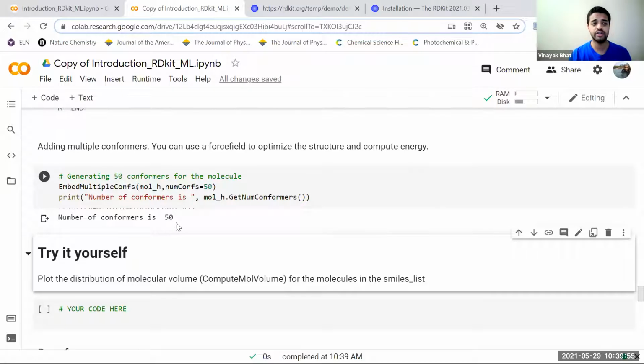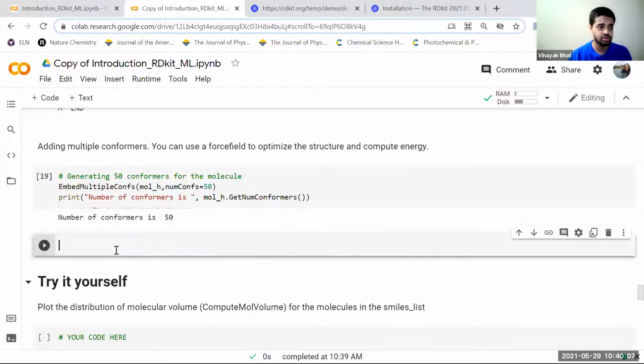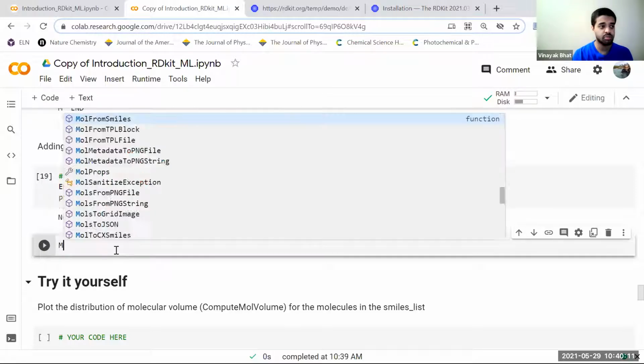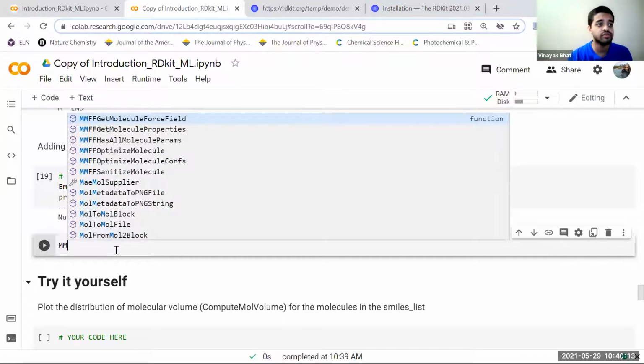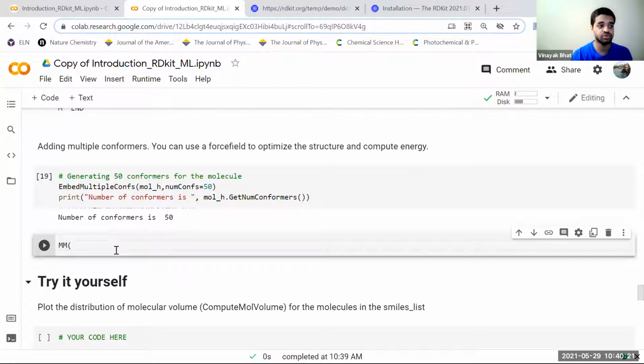RDKit does provide some energy calculations too. If you want to do that, there is, let me see, MMFF. So you could use any of these force fields. So get molecule force field and then pass in those conformer objects.